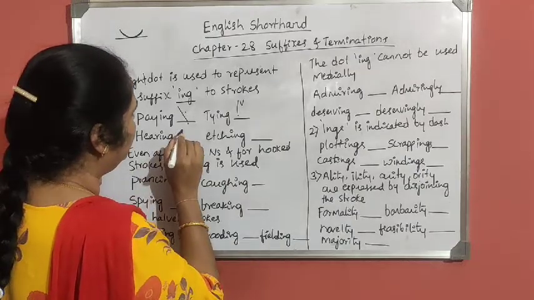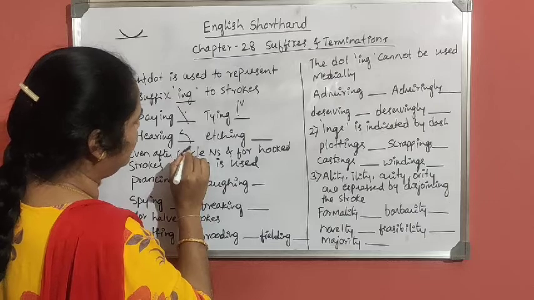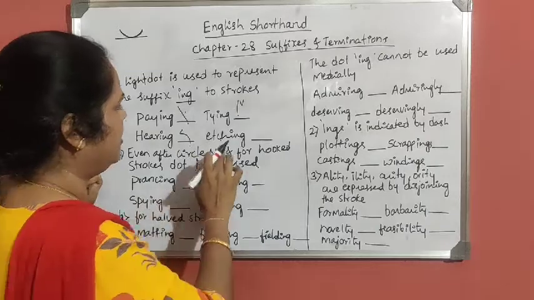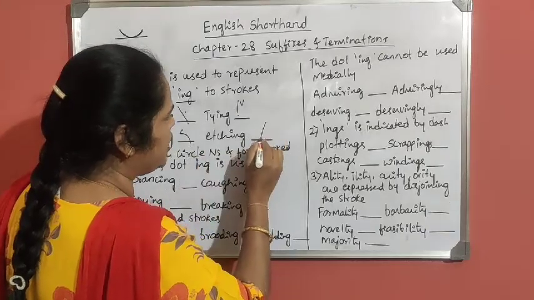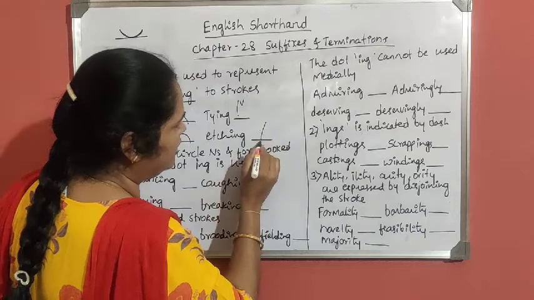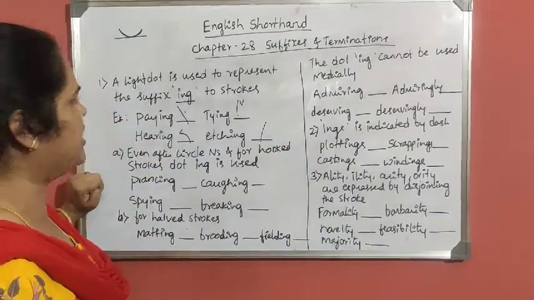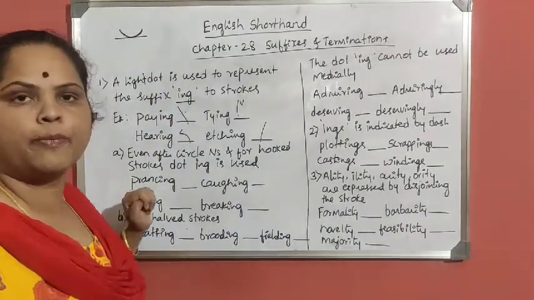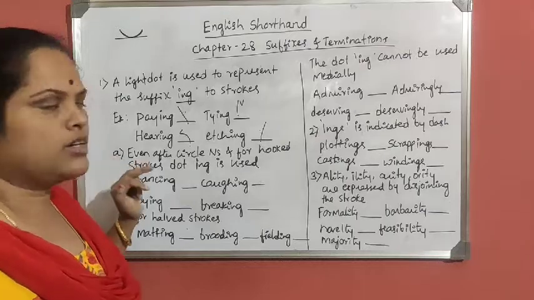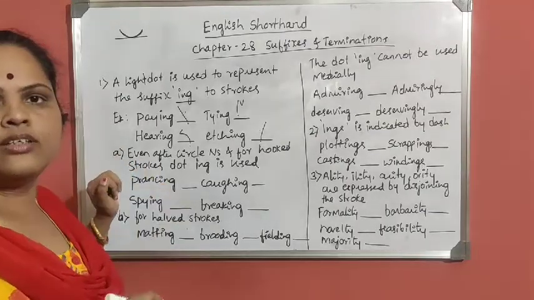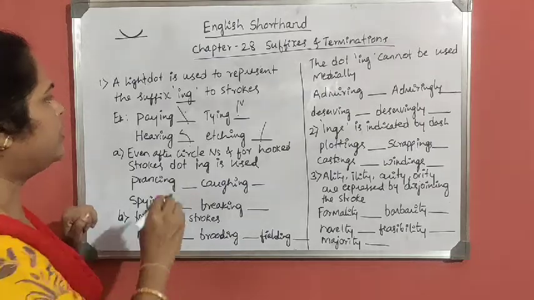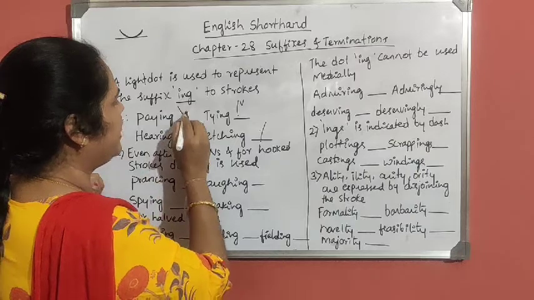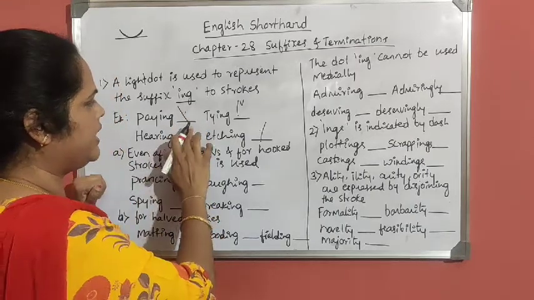Then hearing: TH, R, here a light dot after R. This light dot indicates ing. Etching: Ch, here a vowel, here one light dot. This is etching. So instead of writing the stroke ing, which sometimes is not convenient, this light dot is used. The suffix ing is used in English shorthand. Examples: paying, P, here a vowel, this is a dot, this dot indicates ing.